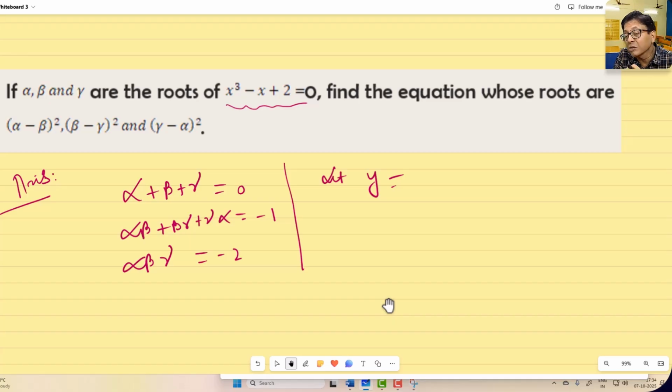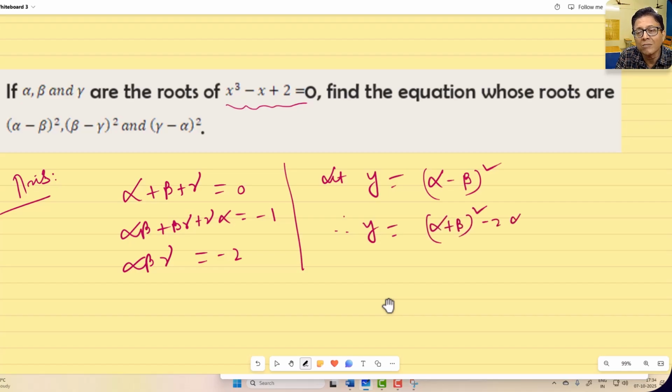Frame an equation whose roots are alpha minus beta whole square, beta minus gamma whole square and gamma minus alpha whole square. You let y equal to alpha minus beta whole square. Therefore, y equals alpha plus beta whole square minus 4 alpha beta. What is alpha plus beta? It is minus gamma, and 2 alpha beta is what? This implies alpha beta is minus 2 by gamma.